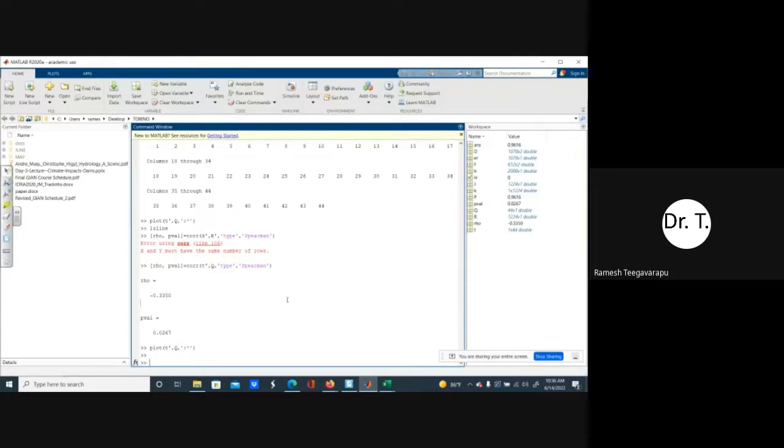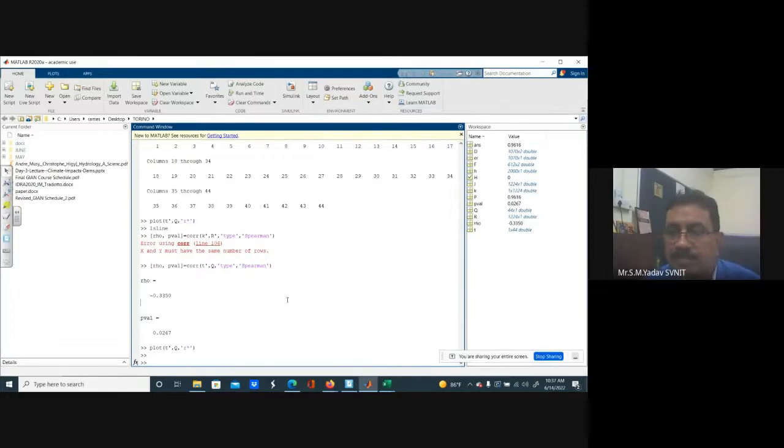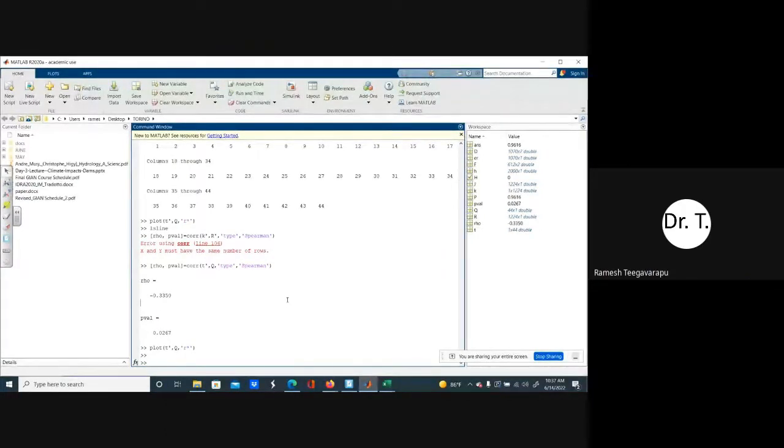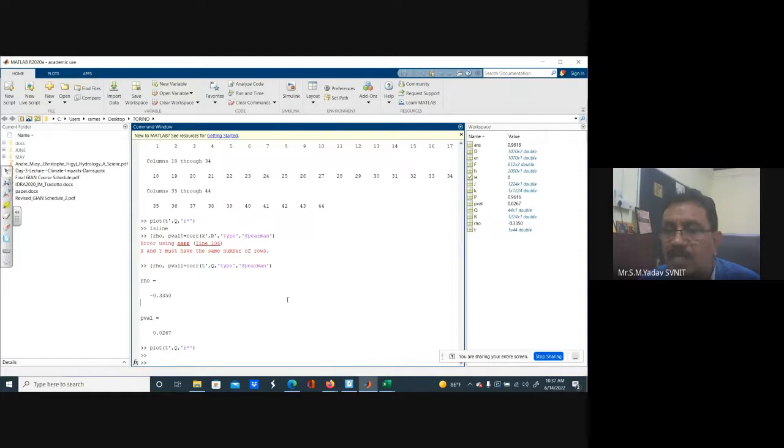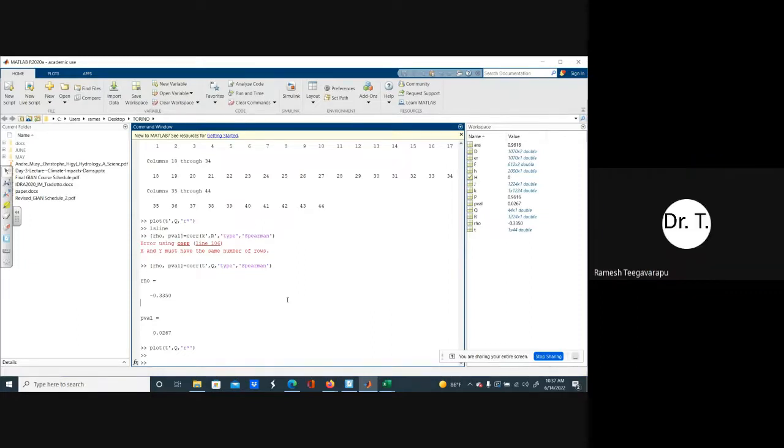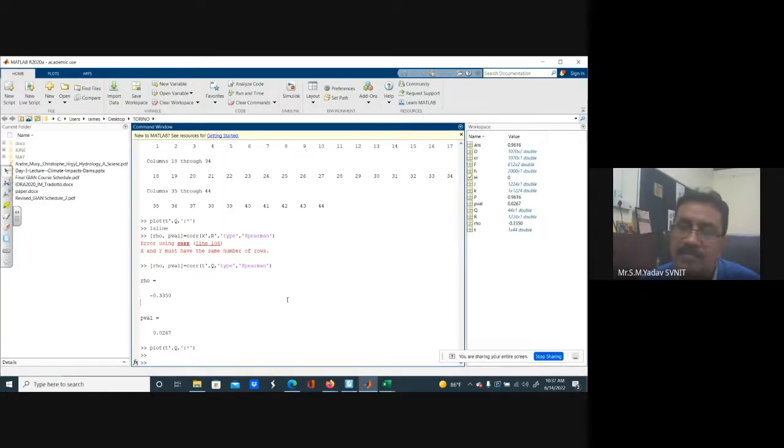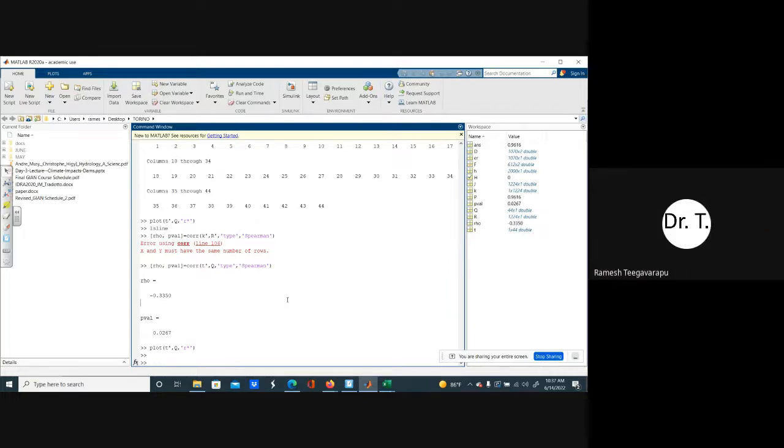Okay. Sir, there is one more question. For soil data interpolation, which method is preferred, IDW or Kriging? Okay, that's a very good question.